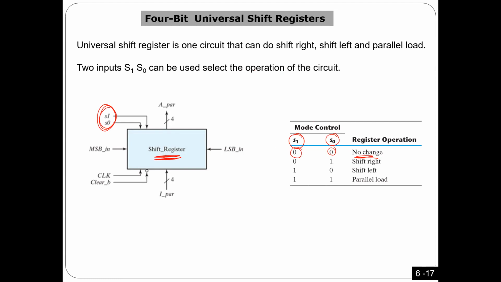If it is 0 0, okay. But if I make it 0 1, this one is going to act like shift right. And if I make the selector 1 0, this one is going to act like shift left. If I make it 1 1, this one can do parallel loading.